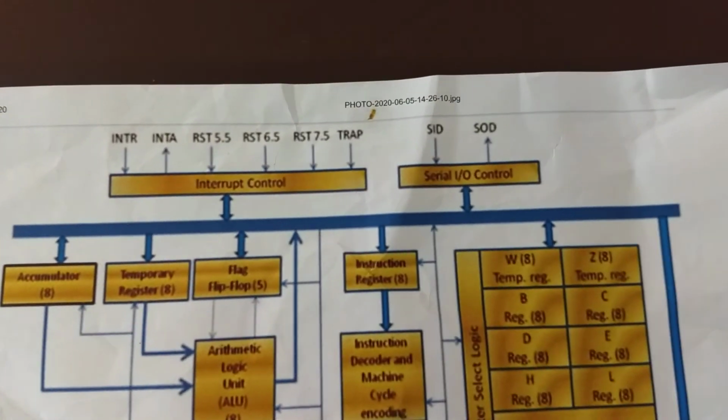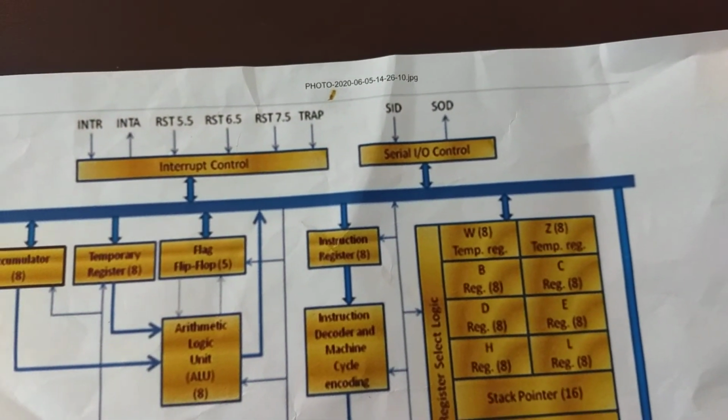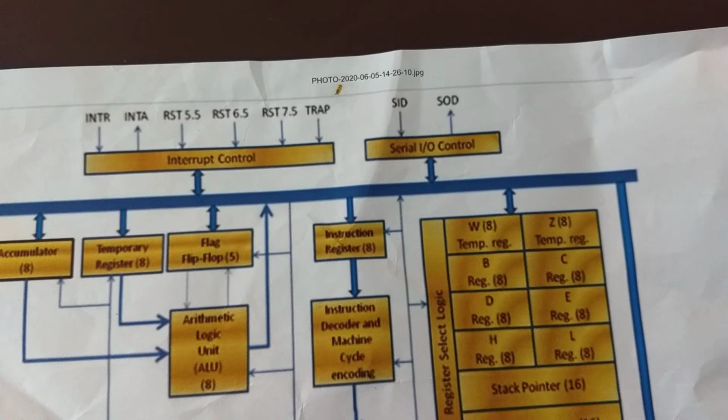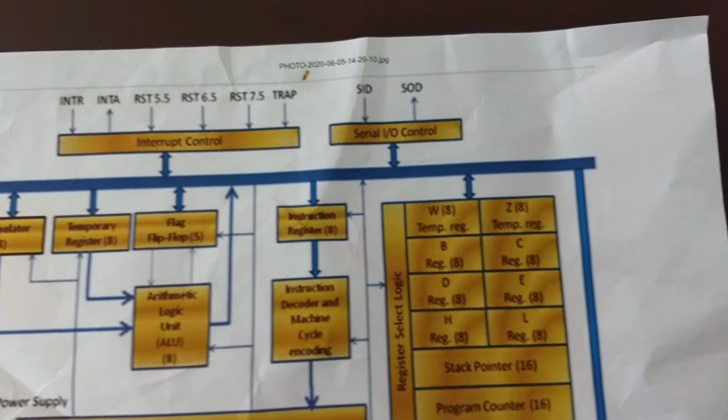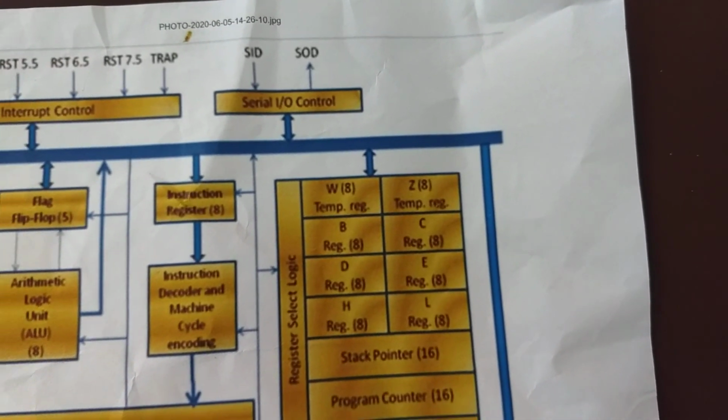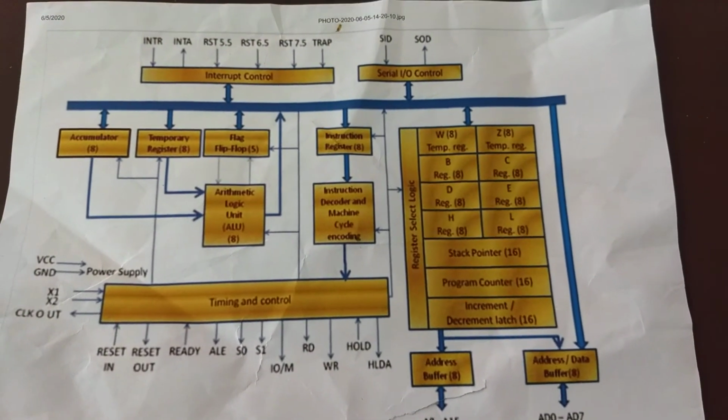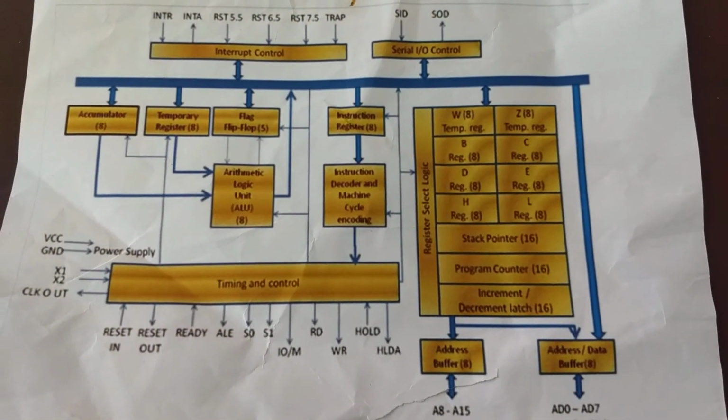Then, as I have told you, sometimes interrupts occur, and according to the priority they can be handled. Then these are the serial and control blocks. So all this is regarding the architecture of the microprocessor 8085.